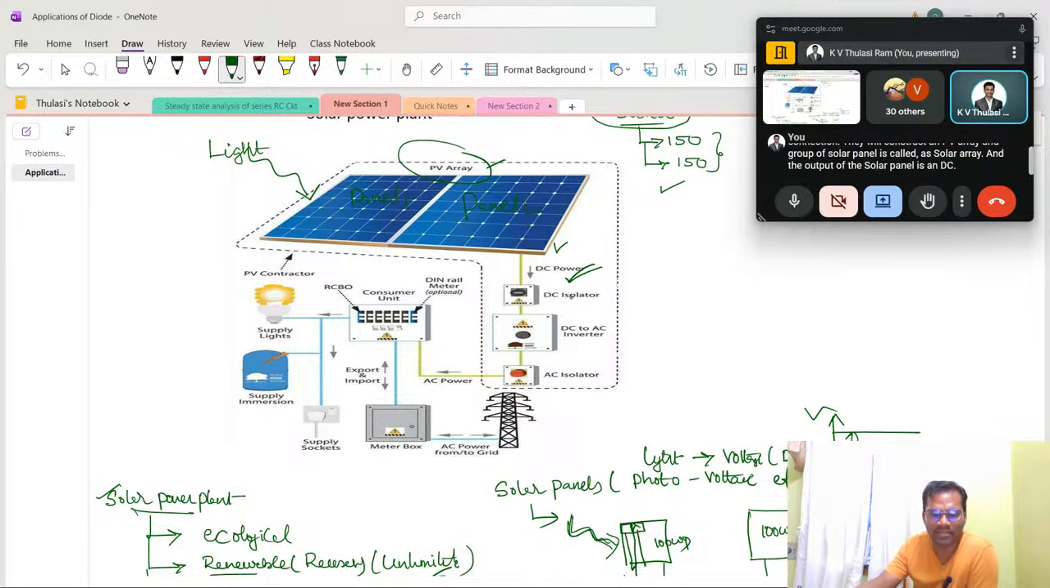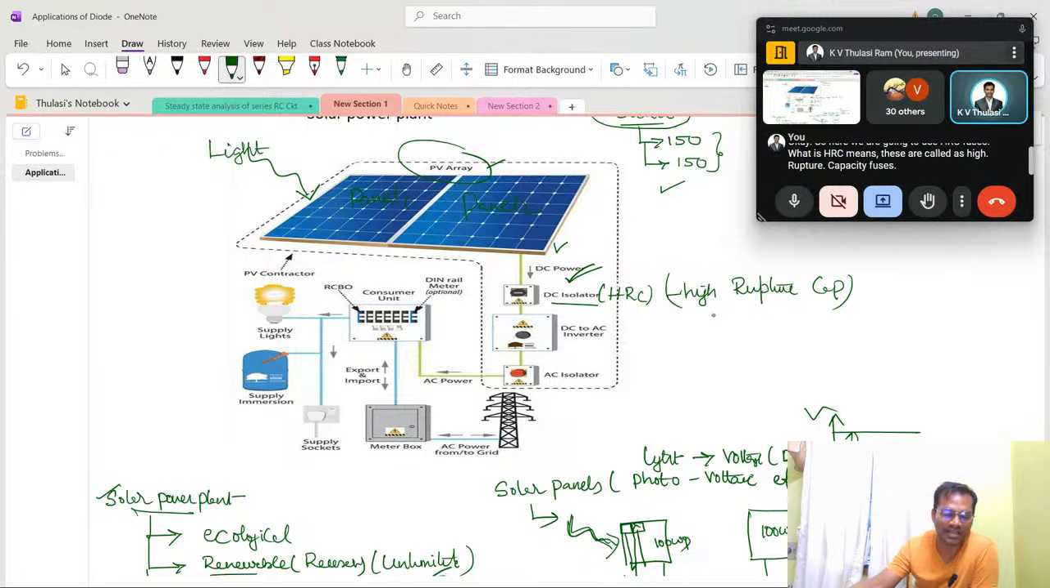And to protect this solar panel from lightning or from short circuit, we are going to have fuse protection, which is called DC isolators. Here we are going to use HRC fuses. What does HRC mean? These are called high rupture capacity fuses, which are high DC fuses.